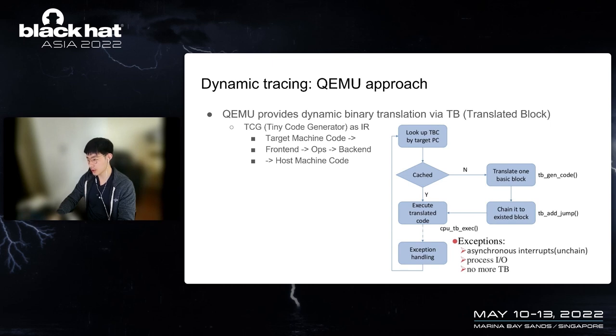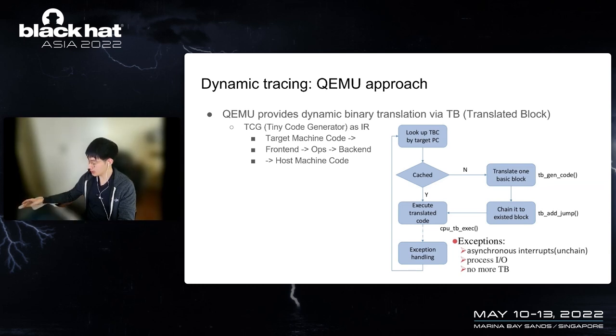QEMU, you know, provides dynamic binary translation via translated blocks. The TCG, Tiny Code Generator, has ops as IR. For target machine code, it translates the target machine code via the frontend to ops IR, and the ops IR is translated by the backend to actual host machine code and executed. The whole flow is illustrated here: for each target PC, a translated block is looked up, and if the block is already translated and cached, the translated code is directly executed.